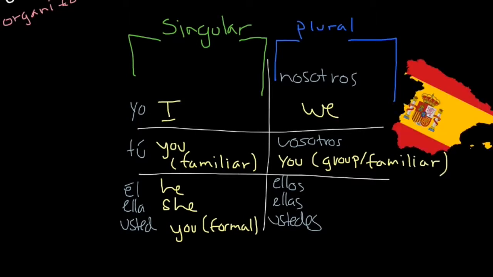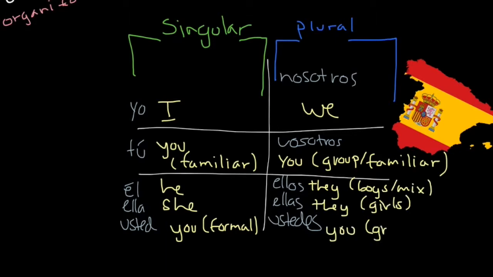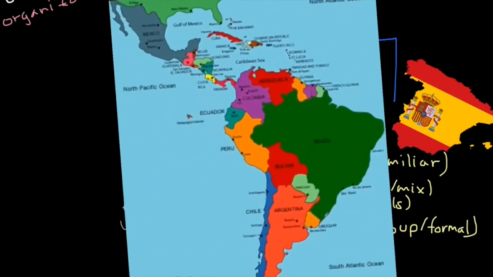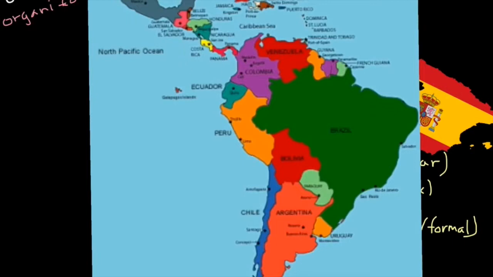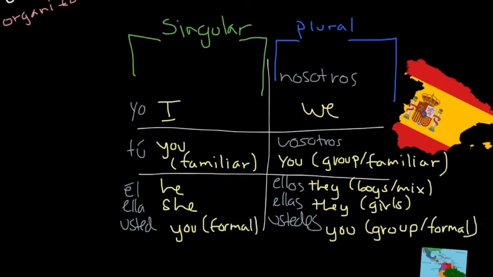Remember that with vosotros, it's only used in Spain. So that's for a group when you know you're working with Spain. Otherwise, the rest of the Spanish-speaking world, which includes Central and South America as well as the islands, they all use ustedes instead to talk about or to a group.